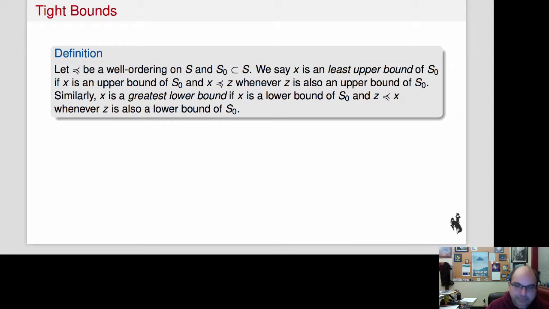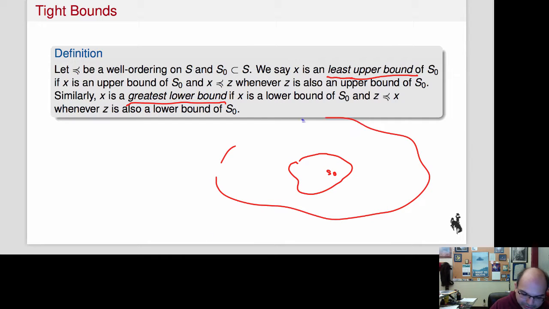Now what we're adding is the notion of least upper bound and greatest lower bound. So again, here's our set S naught. Here's our large set S. And we have here an upper bound. But what we want is somebody that's like right there. That might be the least upper bound.